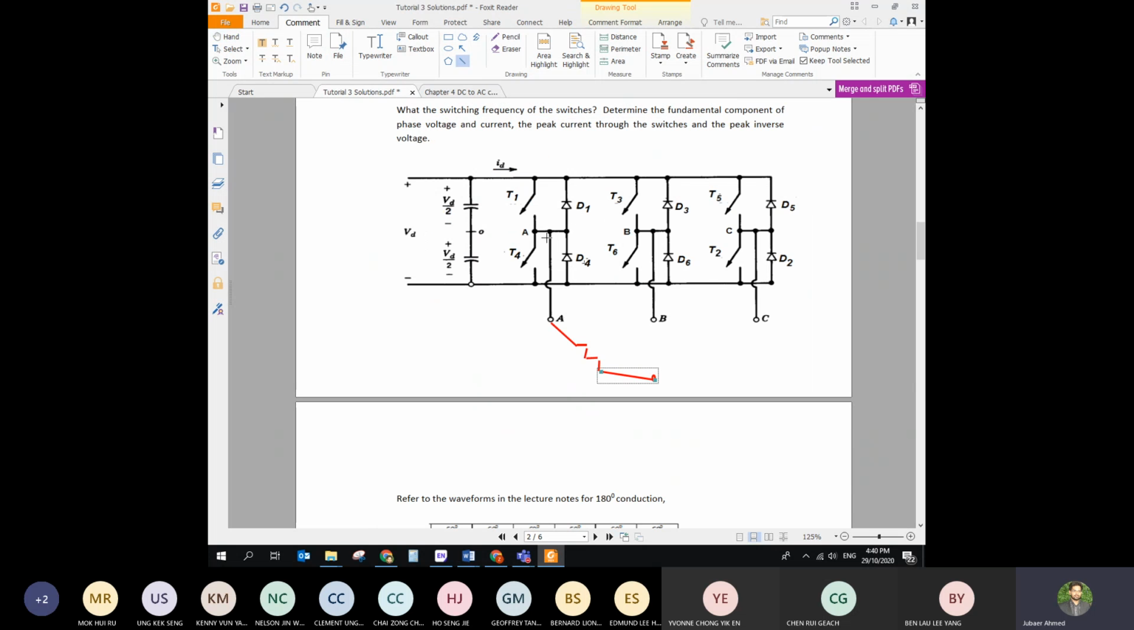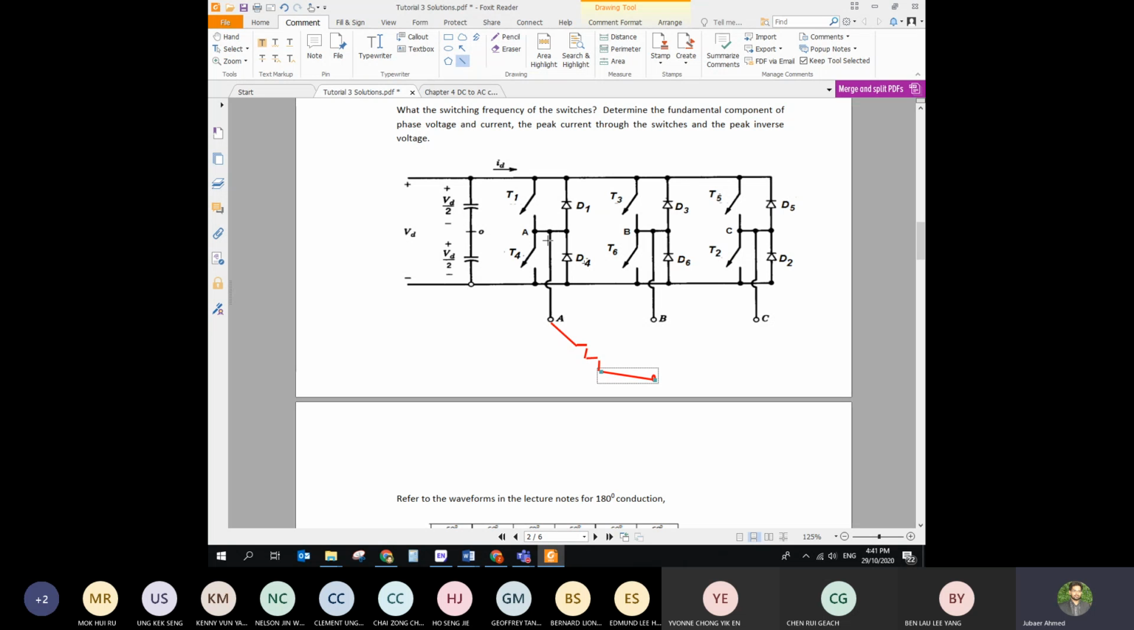So what about the circuit A for the first part? Here, the port A will be operating when 1 is on and 4 is on. Sorry, not open, close. 1 is on and 4 is on. Then B will be operating when 3 is on and 6 is on. And C is going to be operated when 5 is on and 2 is on.